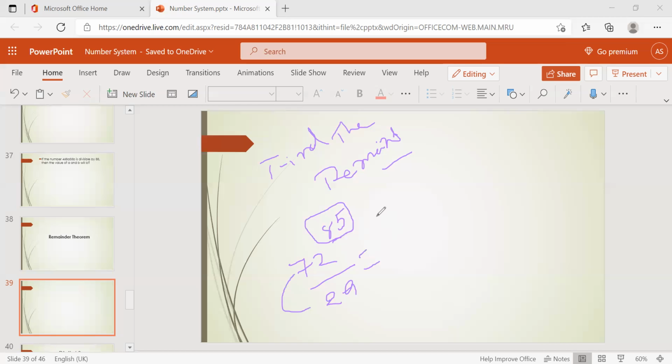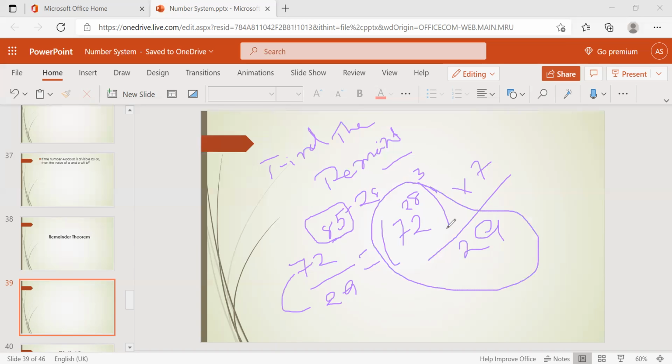See here, 72, I can write with 28. If I have 28 here, then the remainder will be 1. So I can write 72 power 28. What's the nearby value of 28? It's 3, so power 3. So 28 into 3 is 84, into 7, by 29. I can write 72 power 85 like this: 72 power 28, power 3, into 7. This is 84 plus 1, which is 85. Now the remainder is 1, so 1 power 3 is 1, into 7.